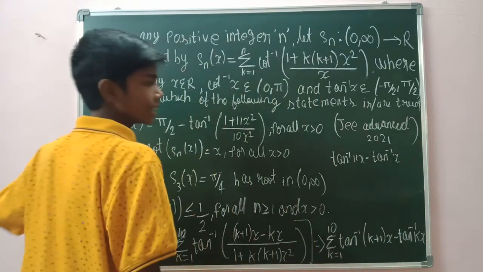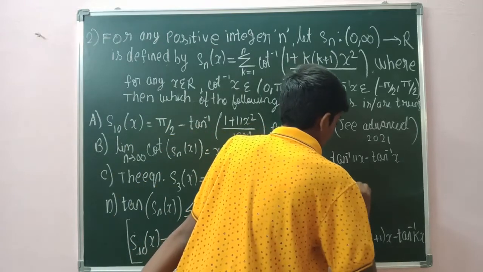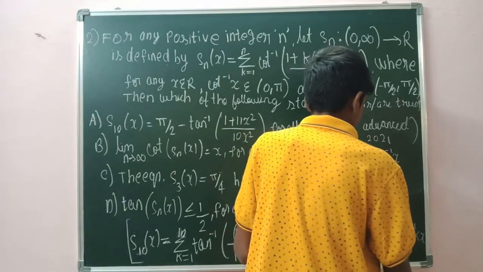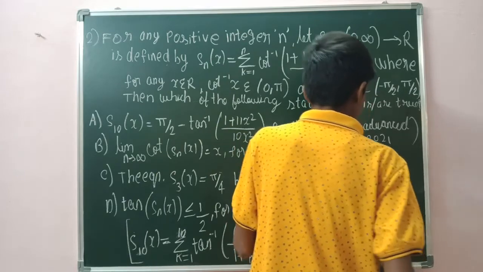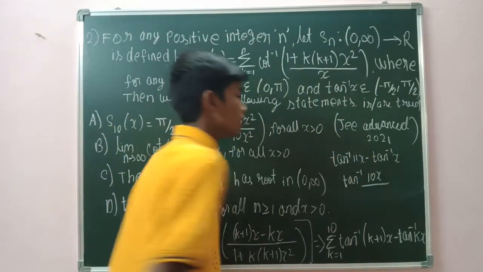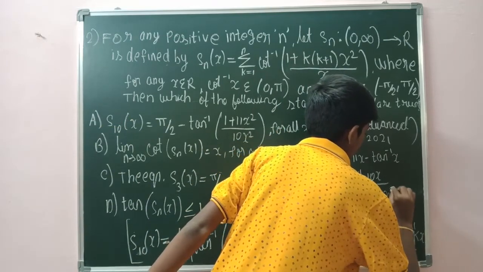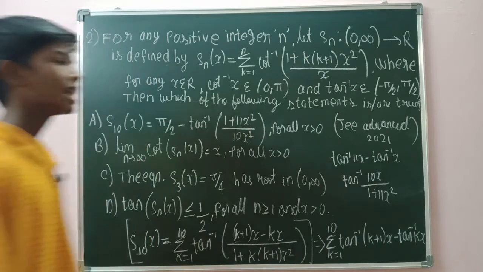Very simple. Now tan inverse of 11x minus tan inverse of x is what? Again use tan inverse of a minus tan inverse of b, that is tan inverse of (a minus b) by (1 plus ab). So 11x minus x is 10x here, by 1 plus a into b, and 1 plus a into b is 1 plus 11x square. Correct? Think carefully.